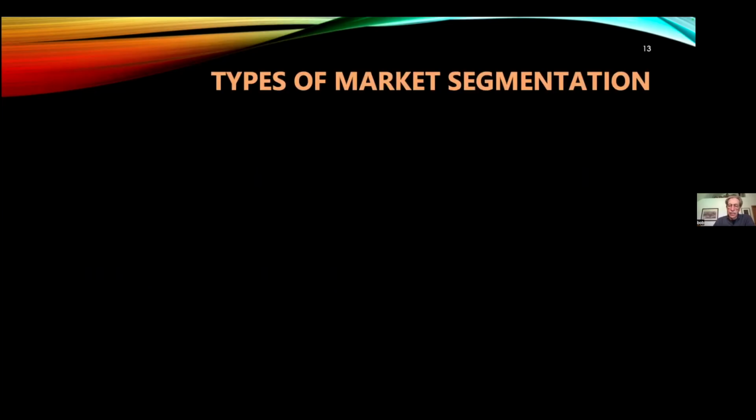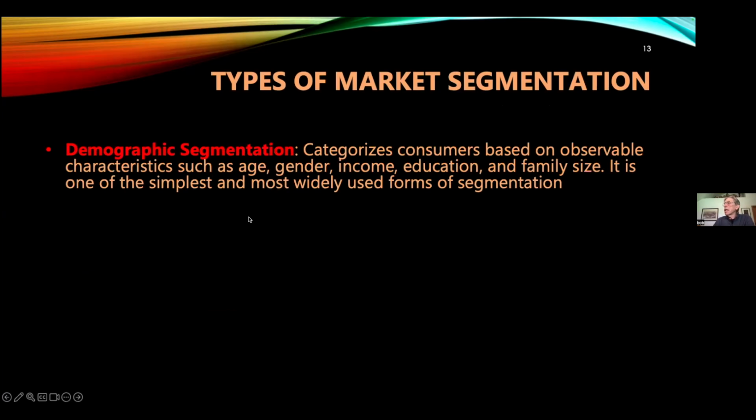Here are the different kinds of segmentation, and I've gone through 5 of them for you. Demographic segmentation. This is the easiest one. It's based on observable characteristics such as age, gender, income, etc. If you turn on, I don't know whether you all watch, you probably don't, something like CNN, MSNBC, or Fox News, and you watch them, what you see is that about 50% of the ads are for pharmaceuticals.